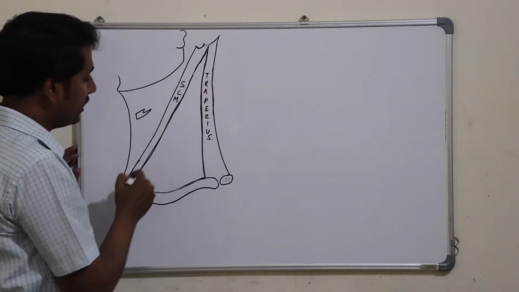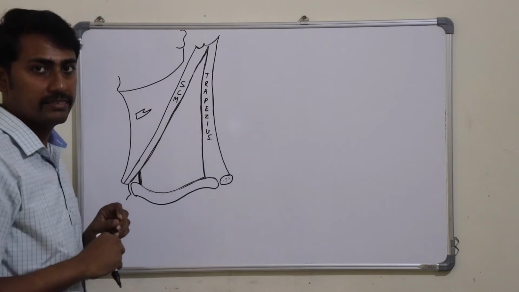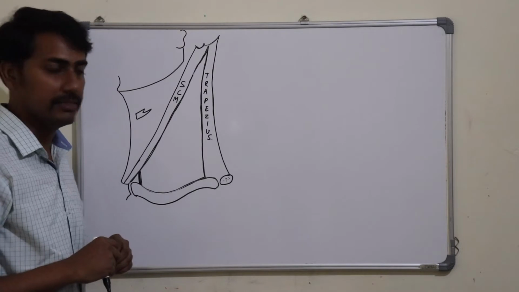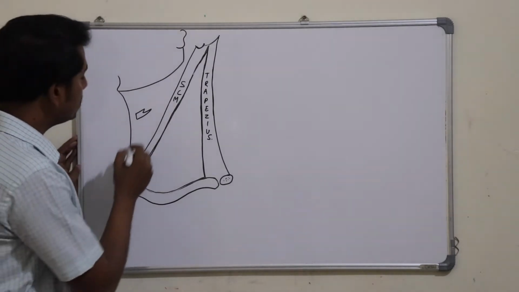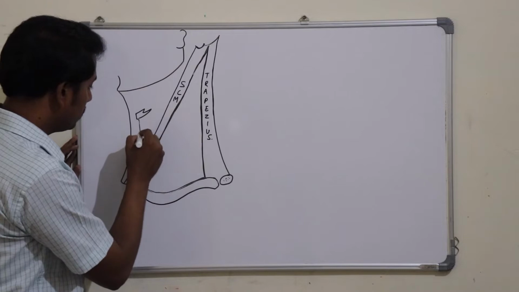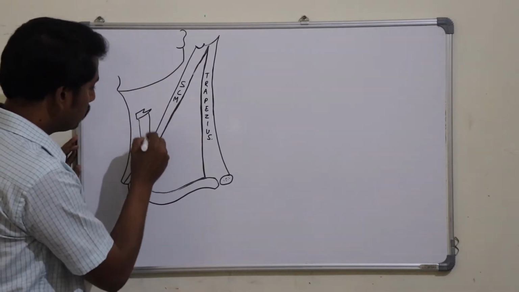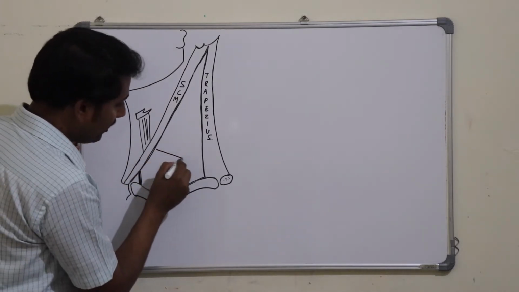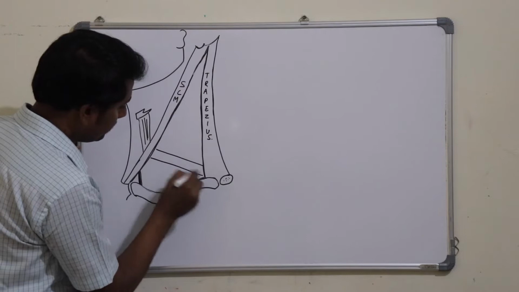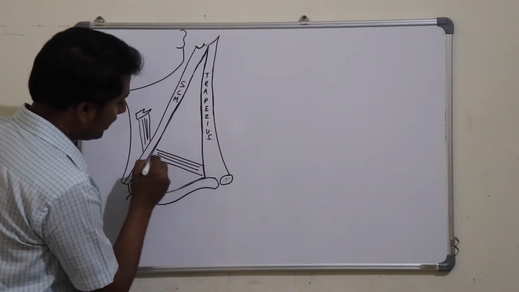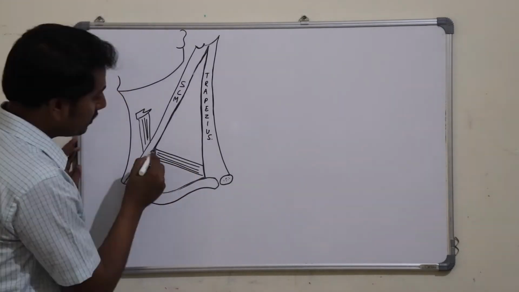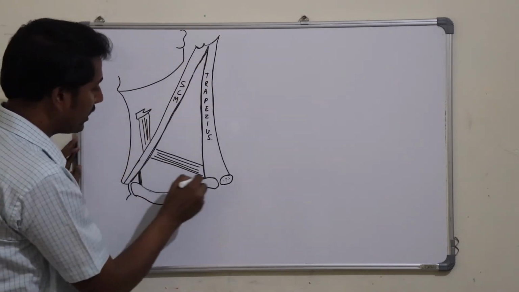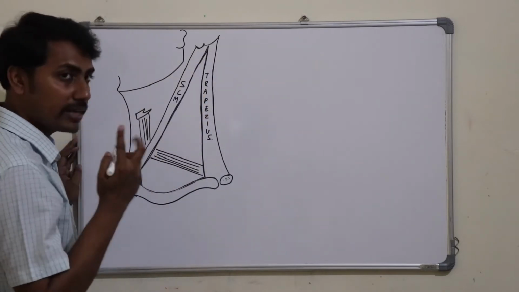This posterior triangle of the neck is divided into two triangles by a muscle which is the inferior belly of the omohyoid muscle. The omohyoid muscle extends from the hyoid bone. This is the superior belly of the omohyoid and this is the inferior belly of the omohyoid, which is getting attached to the scapula. This inferior belly of the omohyoid is dividing the whole posterior triangle of the neck into two triangles.